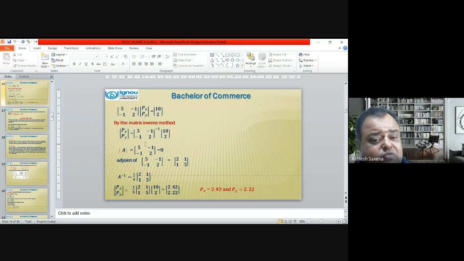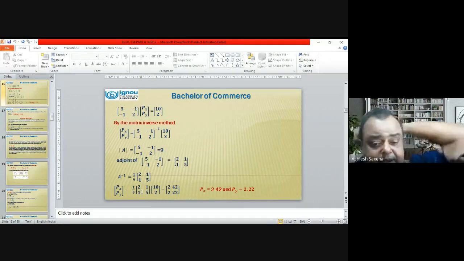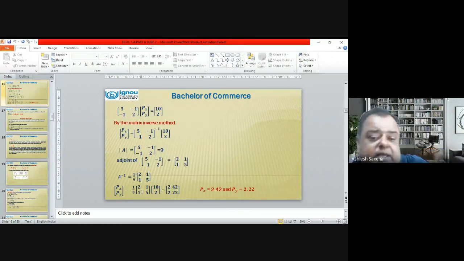We are supposed to find out the value of this Px and Py. So we will be substituting this by this. Here you can see this has been substituted by 1 by 9 into 2 1 1 5 being multiplied by 10, 2. As I told you, this is a 2 by 2 matrix and this is a 2 by 1 matrix. So its product will be a 2 by 1 matrix.